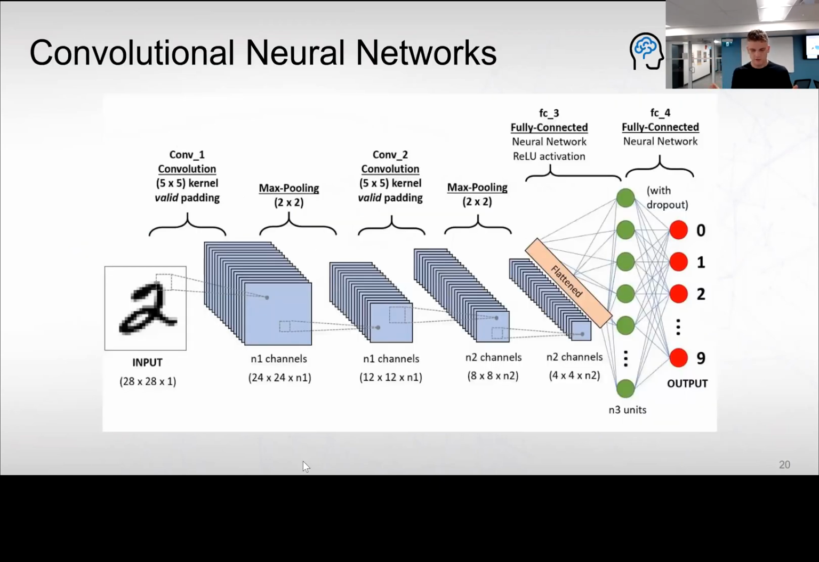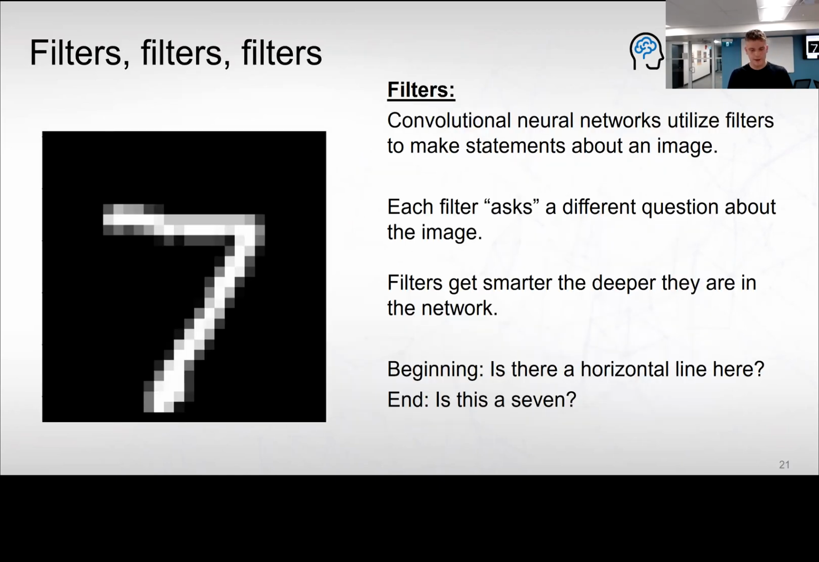Okay, so that is what convolutional neural networks do. Each one of these layers in this cube right here is a question, and we're going to dive right into that. So let's go to an example. If you've seen any pictures of convolutional neural networks before, they're big on something called filters. Filters drive convolution. Convolutional neural networks utilize filters to make statements about an image. And you're going to see how that works, and it's very simple once you get down to the nitty-gritty.